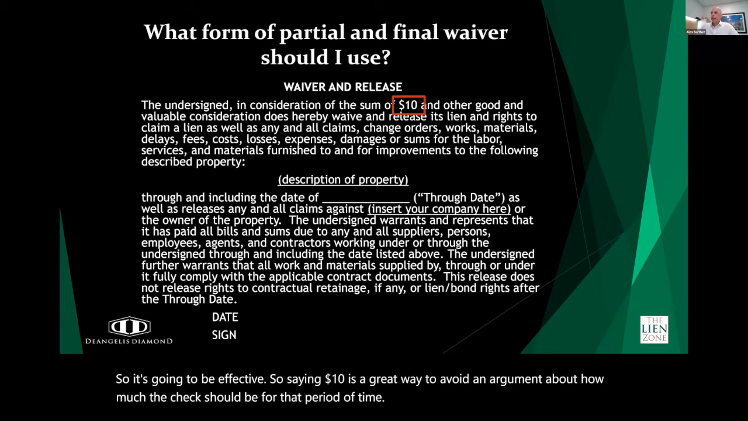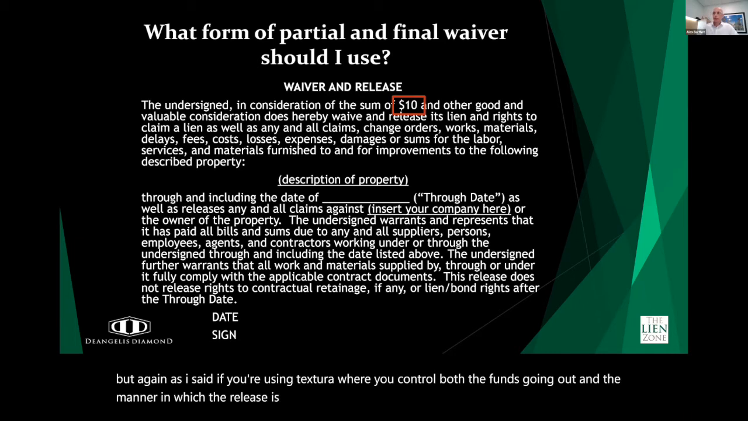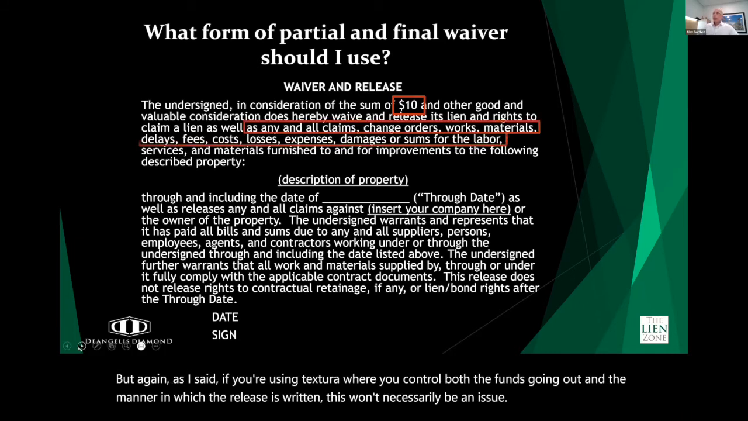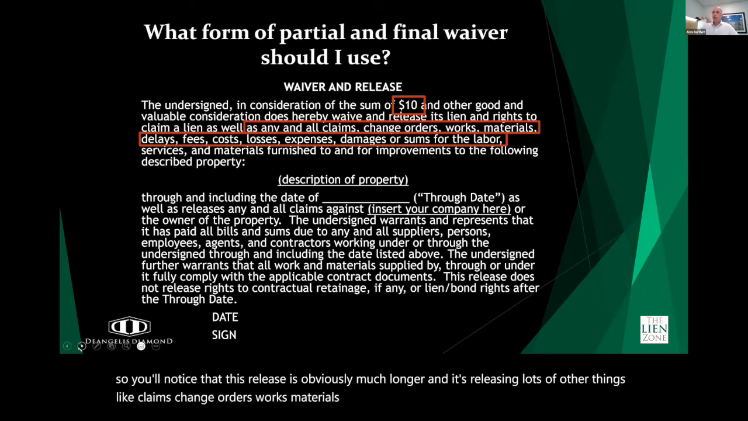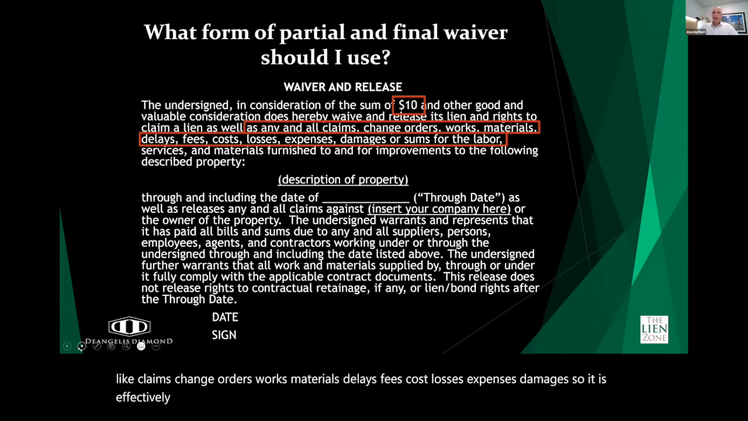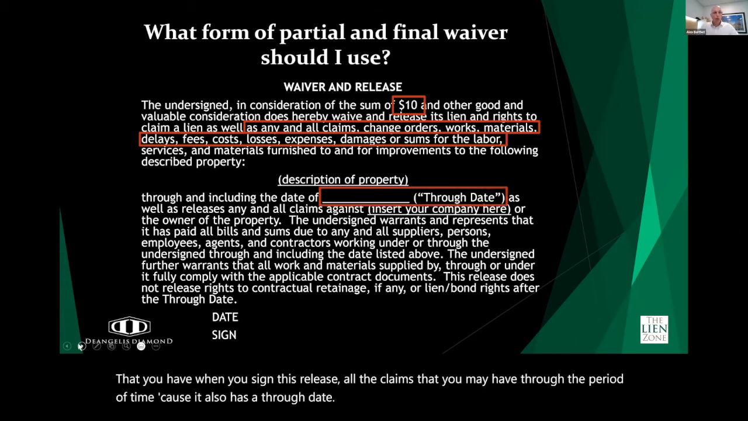But again, as I said, if you're using Textura, where you control both the funds going out and the manner in which the release is written, this won't necessarily be an issue. So you'll notice that this release is obviously much longer, and it's releasing lots of other things like claims, change orders, works, materials, delays, fees, costs, losses, expenses, damages. So it is effectively a general release. You are releasing everything and anything that you have when you sign this release. All the claims that you may have through the period of time, because it also has a through date, all those rights are being released.